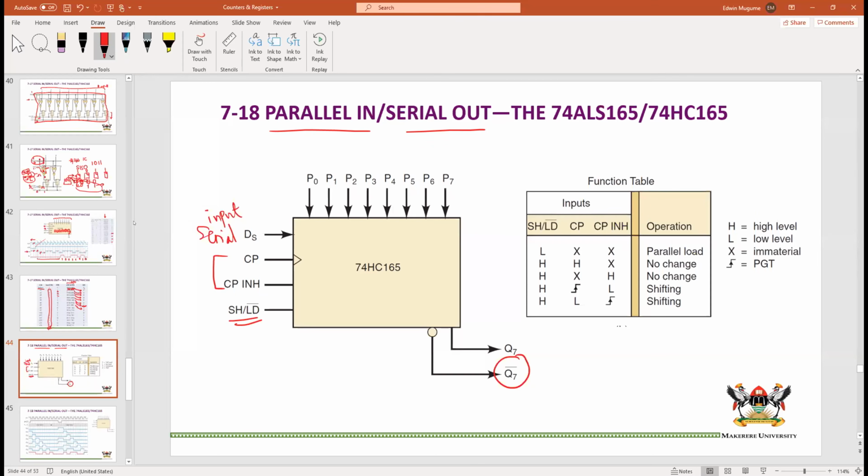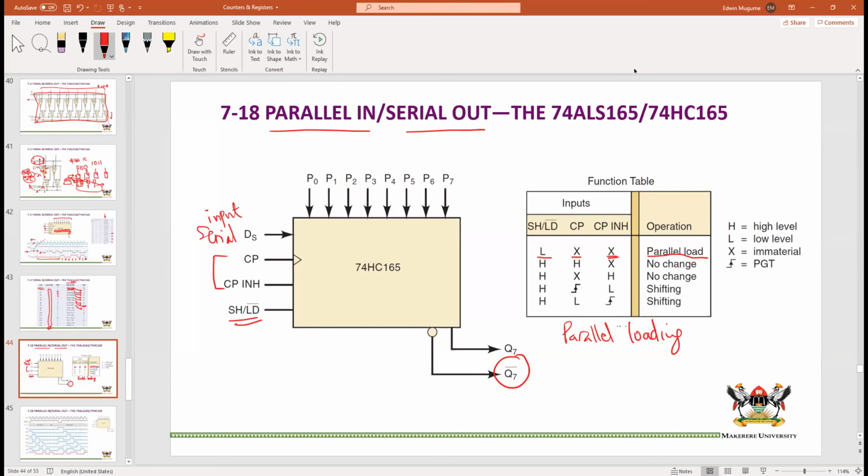You can see that if we are loading, then the clock, we don't care about the clock, neither do we care about the clock inhibit, which is quite interesting. And then we perform parallel loading. What does this really mean? It means that parallel loading, yeah, does anyone want to try? What does this mean in terms of operation? That we don't care what the clock is or clock inhibit is. Anyone want to try in the chat? Let me see.